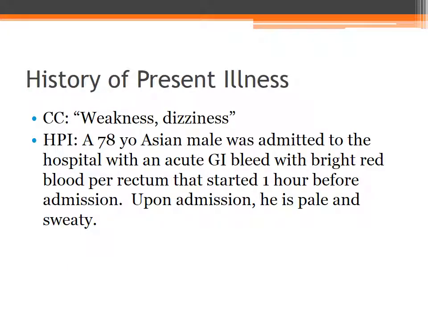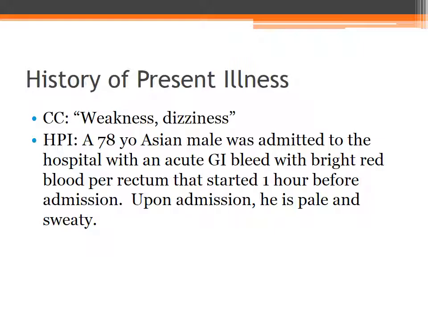The HPI includes the patient's chief complaint and a brief overview of the patient. In this case, the chief complaint is weakness and dizziness. The information we have on the patient is that he is a 78-year-old Asian female who was admitted to the hospital with an acute GI bleed with bright red blood per rectum that started 1 hour before admission. Upon admission, he is pale and sweaty.